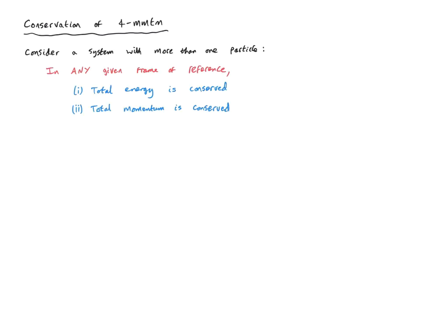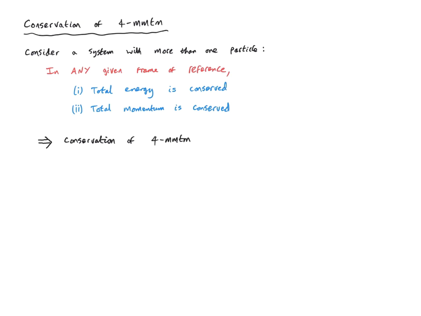Let's now consider a system with more than one particle. In any given reference frame, the total energy is conserved and the total momentum is conserved. This implies the overall conservation of the relativistic momentum, which has in its time-like component the total energy divided by the speed of light, and its space-like components the relativistic 3-momentum. Since these components are individually conserved in any given reference frame, then it means that the overall momentum is conserved.